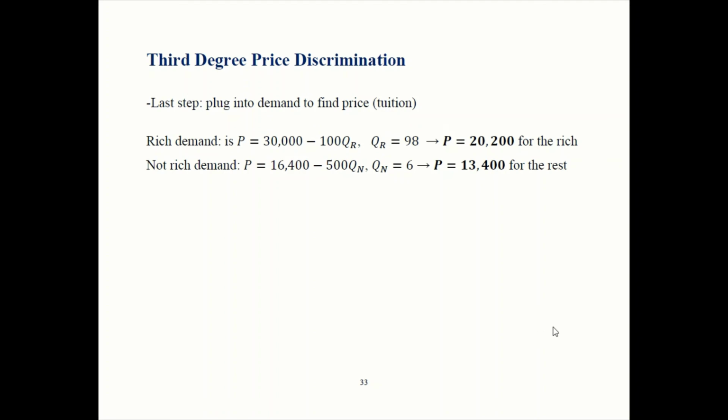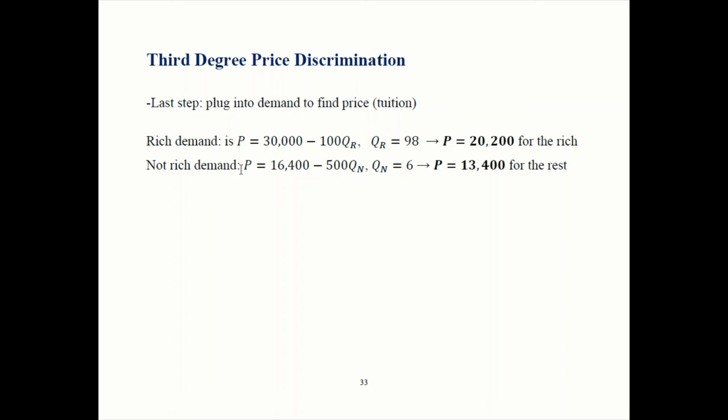You get that by plugging into demand. So for the students with rich parents, demand was this, P equals 30,000 minus 100 QR. We established that QR was 98. 98 times 100 is going to be 9,800. 30,000 minus 9,800 comes out to 20,200. So that's the price you charge the folks with rich parents.